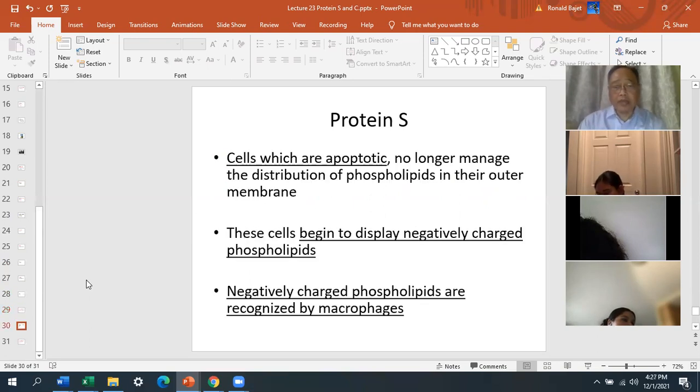Okay, so cells which are apoptotic no longer manage the distribution of phospholipids in their outer membrane. These cells are dying, therefore, the phospholipids within these cells will start to leak out. And these phospholipids are negatively charged and are recognized by the macrophages. So the dying cells will leak out phospholipids, the macrophages will recognize it and come down and swoop on those dying cells that are programmed to die.